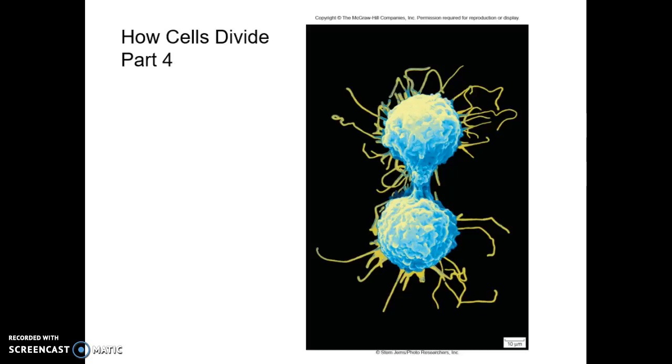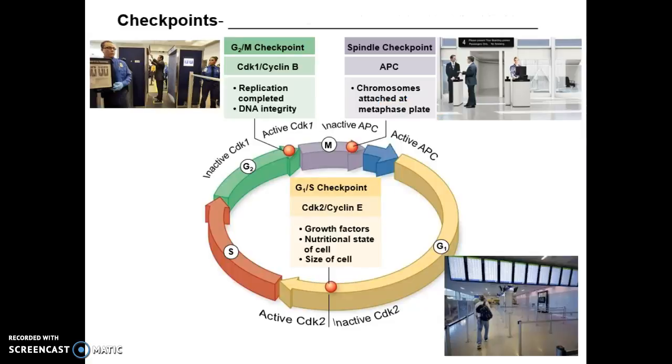Those cells are supposed to be used for growth, repair, healing, all those factors that are necessary to sustain life for a multicellular organism. Now, when the cell is going through the cycle, it will have to go through a series of checkpoints. This is just like going to the airport and taking a flight.